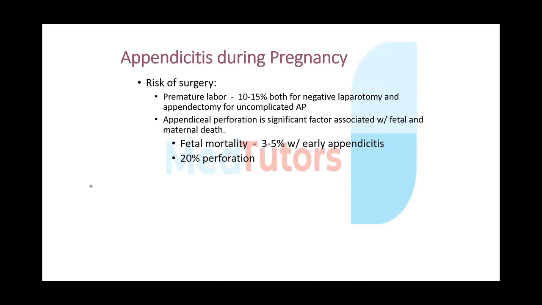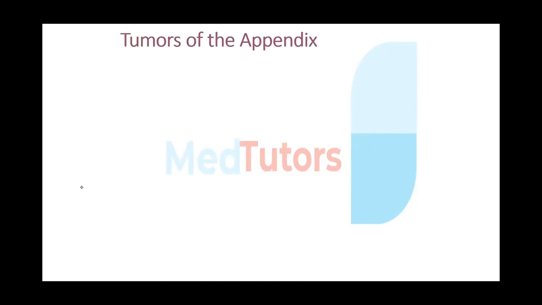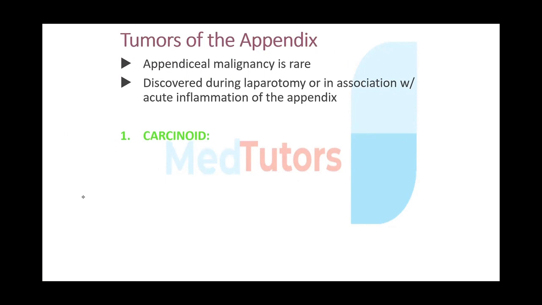So the risk for surgery: there is premature labor in 10 to 15% of patients. There is risk of fetal mortality in 3 to 5% in early appendicitis, and that increases up to 20% following perforation. So suspicion of appendicitis during pregnancy should be treated promptly with surgical intervention.